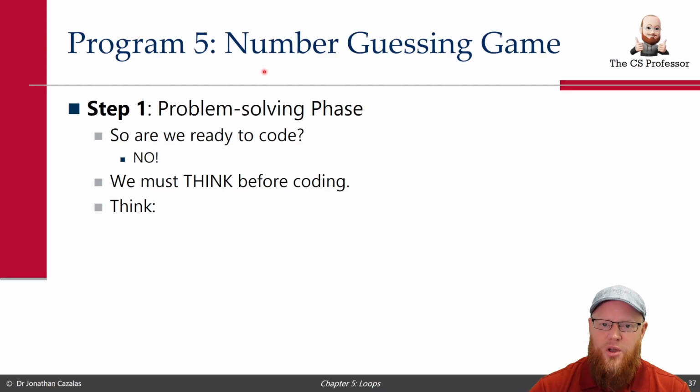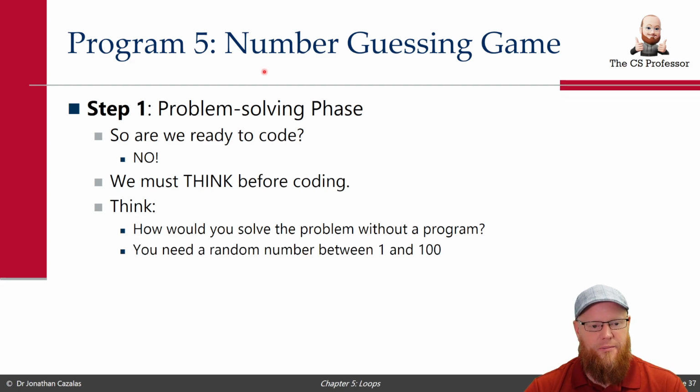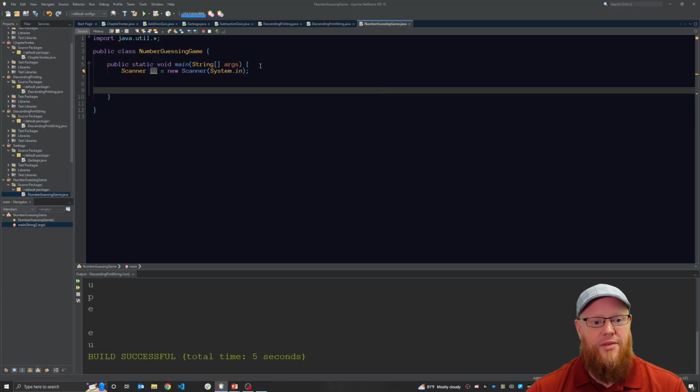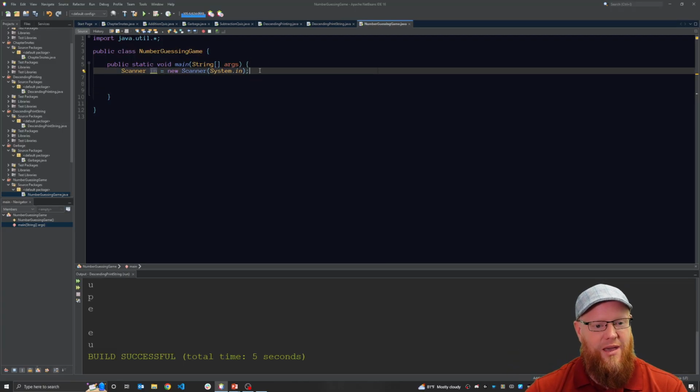Think before you code. Back away from the keyboard. Remember that strategy. How would we solve this problem without a program? We need a random number between 1 and 100. Oh yeah, that's true. It's not about the guessing. First you need a random number. Oh yeah, I need random.